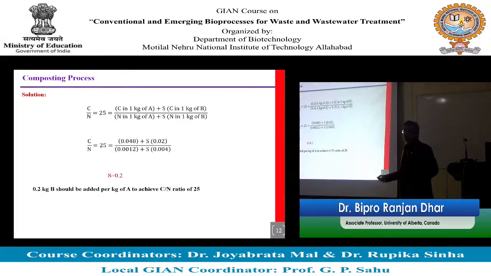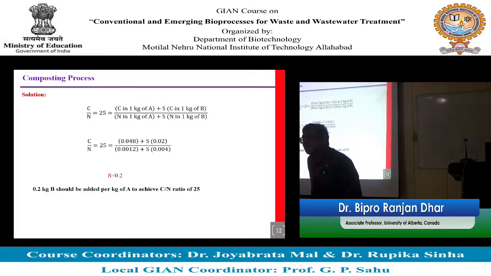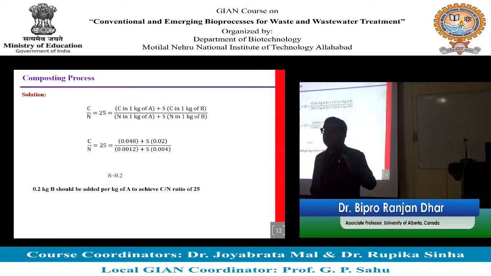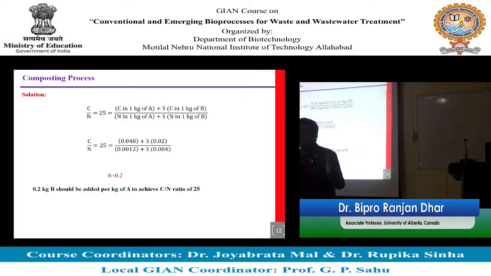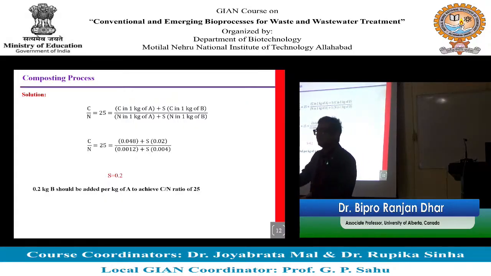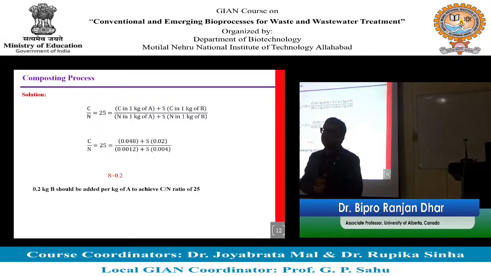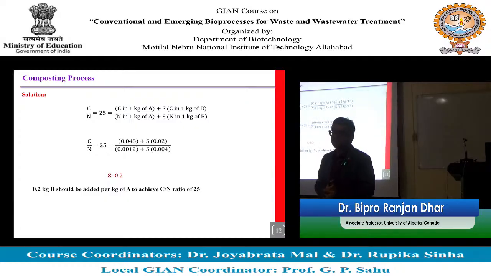What is the significance of S? How is the value of S defined? So 0.2 kilogram: if I have 1 kilogram of feedstock A, then before the composting process, to reach a carbon to nitrogen ratio of 25, I have to add 0.2 kilogram. That means your total is going to be 1.2, and with 1.2 you are going to have a carbon to nitrogen ratio of 25. Make sense? Okay.